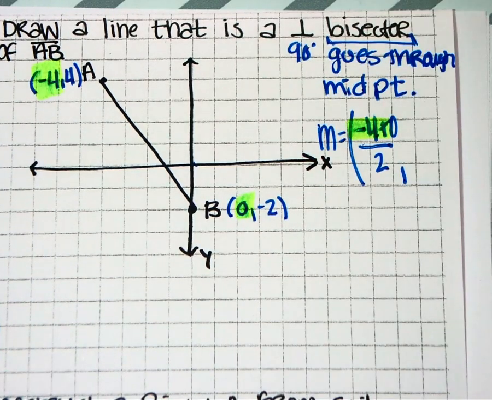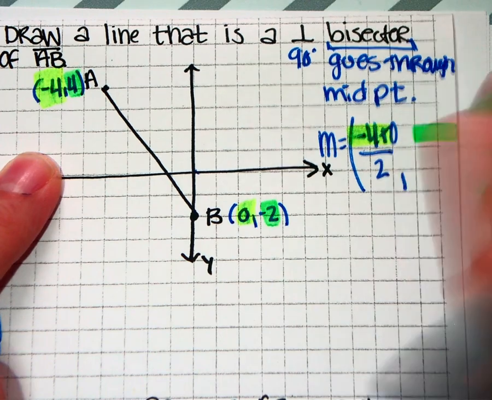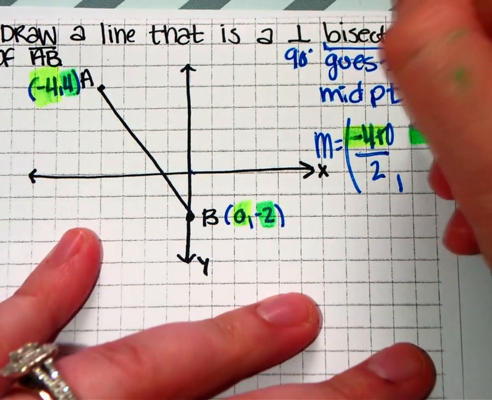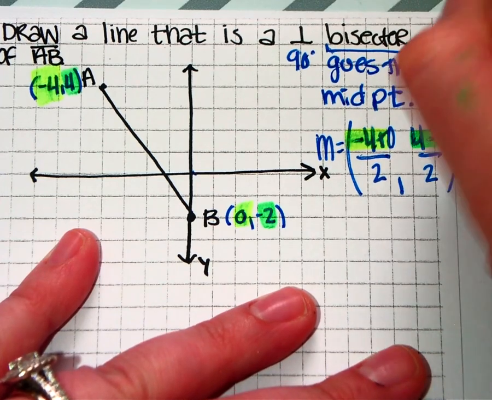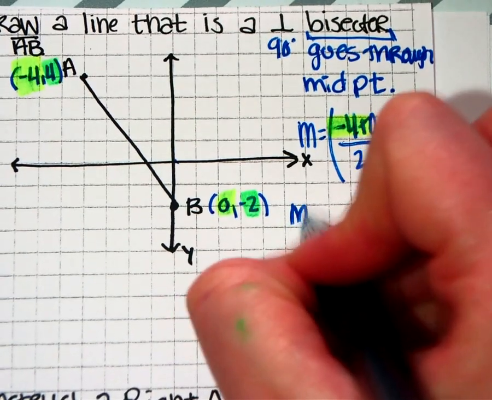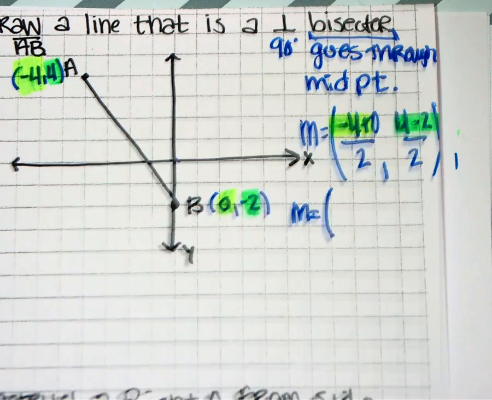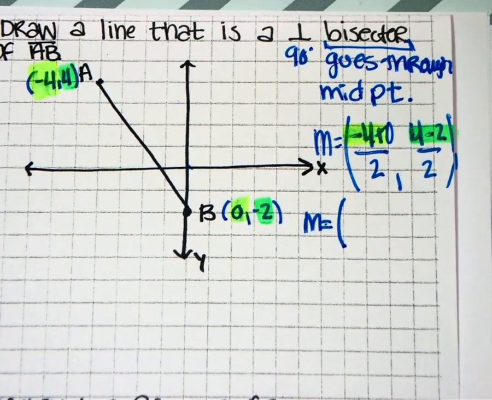Then I'm going to do the same thing for my y's. I'm going to add my 4 and my negative 2 together. 4 plus negative 2, or just 4 minus 2 over 2. Okay? So let's go ahead and simplify. I'm going to type this into my calculator.